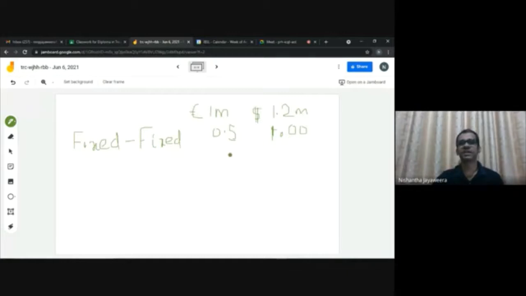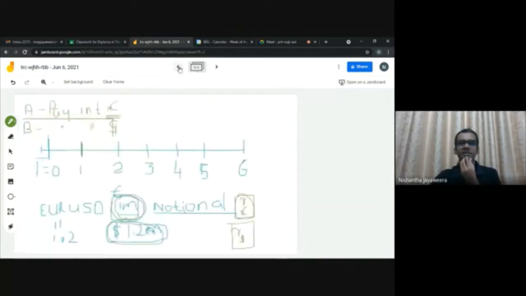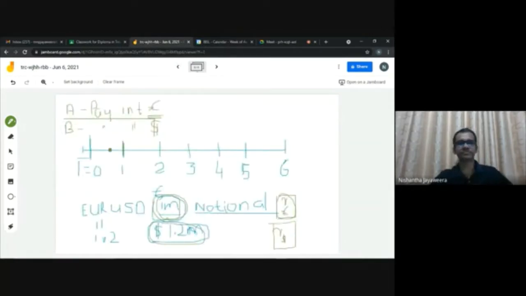What would be the cash flows? Now the interest rates are fixed, so no change. So then it will be like buying a bond. For party A, it is like buying a bond in dollars, because party A will receive dollar cash flows, a fixed interest amount on 1.2 million. For party B, it's like buying a bond in euro, because they get fixed cash flows every 6 months.